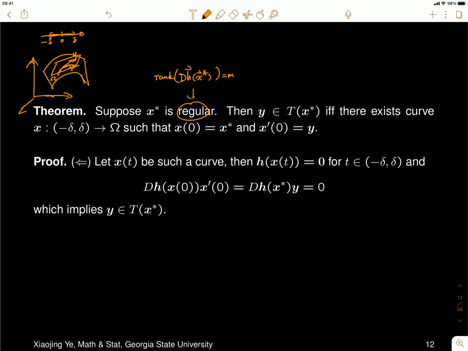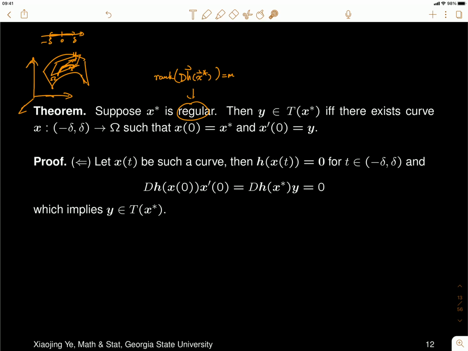So this curve, what I'm drawing here, is on this surface omega, and it is just a mapping from this interval on the real line to this curve on this omega, such that when t goes from negative delta to positive delta, it will pass through this origin 0. And when you move from here to here at t equals 0, you reach the point x star. At the same time, the tangent line, the derivative of this x at this point 0, is exactly this y here. So this is what this theorem says.